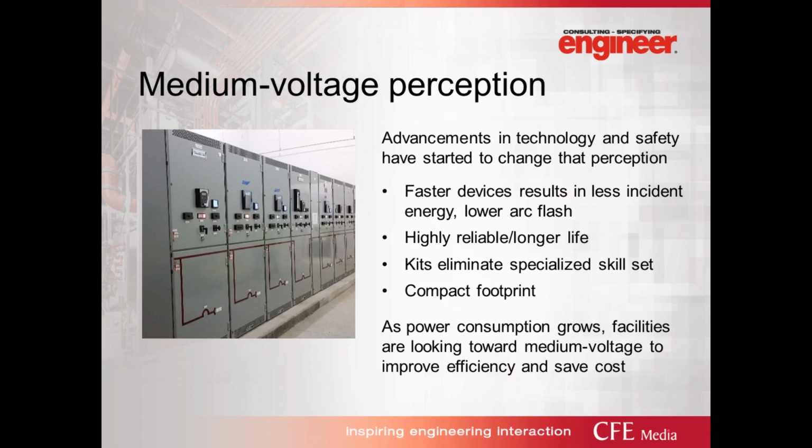But in reality, advancements in technology and safety have really started to change that perception. When you look at it, the devices now are faster, so there's less incident energy. It lowers arc flash. The digital equipment is highly reliable and it has longer life. You start to see termination and splice kits that help that specialized skill set. And as you saw in that presentation from Eaton, they're starting to get a much smaller compact footprint. So as power consumption grows, facilities are starting to look towards medium voltage to both improve efficiency and to save cost.